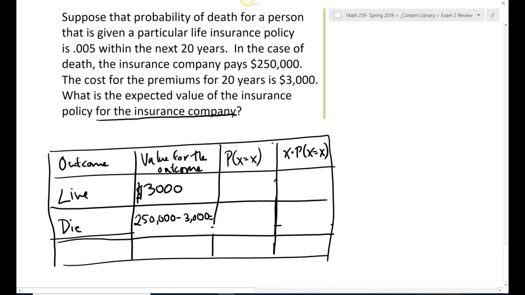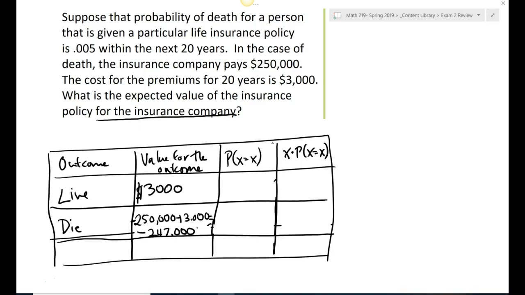Okay? Actually, it should be negative $250,000 because you're paying that out, plus $3,000, right? The positive $3,000 is what they're taking in, and what's going out in the case of death is negative $250,000. So this is going to be negative $247,000. Now you're thinking to yourself, damn, that's terrible. Why would you ever have a thing where you could lose $247,000 and all you're bringing in is $3,000?